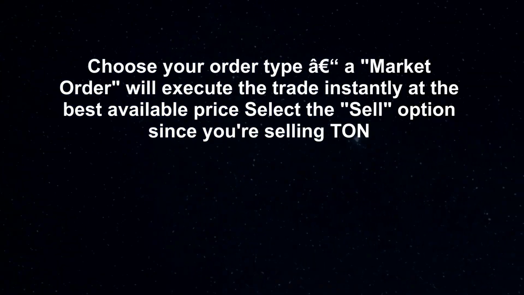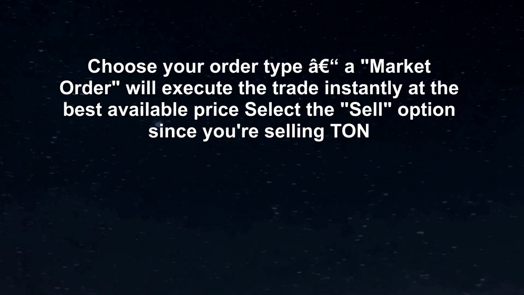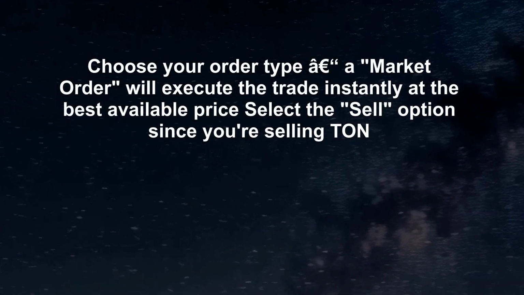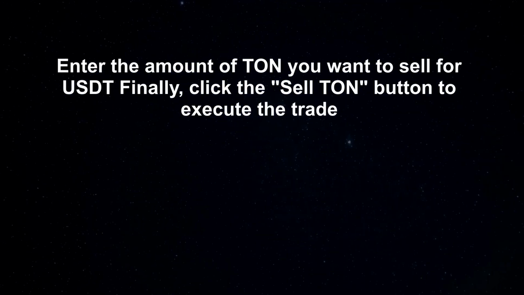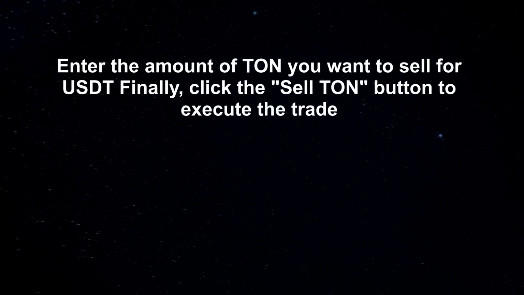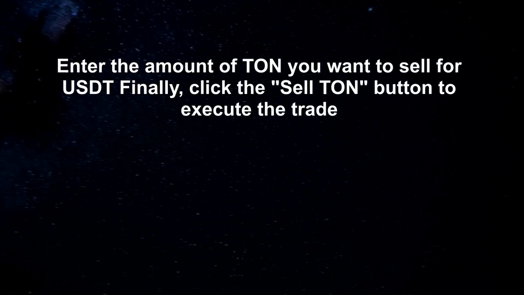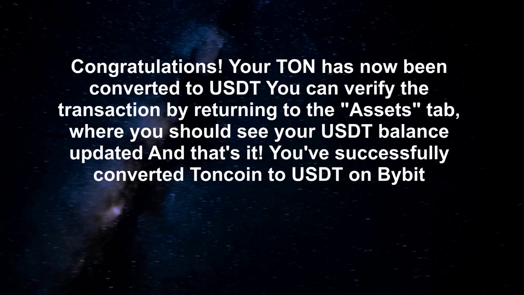Choose your order type. A market order will execute the trade instantly at the best available price. Select the sell option since you're selling Ton. Enter the amount of Ton you want to sell for USDT. Finally, click the Sell Ton button to execute the trade.